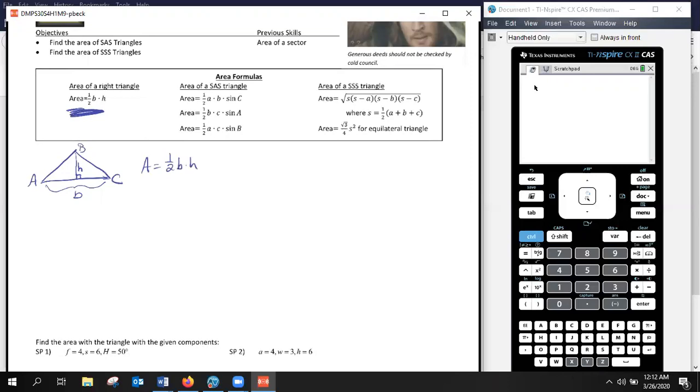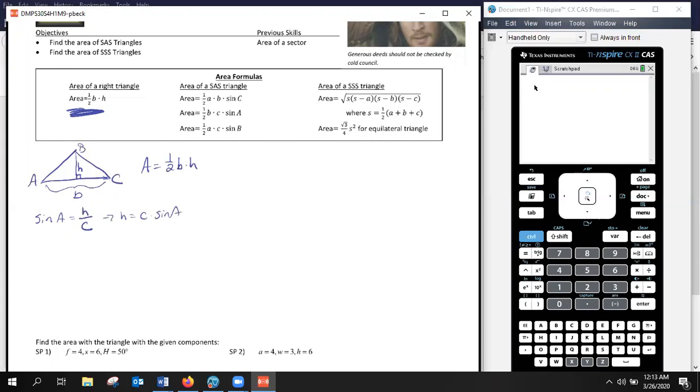Now, I'm going to manipulate and rearrange a few things, that way you can see where the side angle side area formula comes from. I'm going to begin with something that we did back in 8.2, where we said the sine of angle A is going to equal H over C. And then we will rewrite this: H is going to equal C times sine of A.